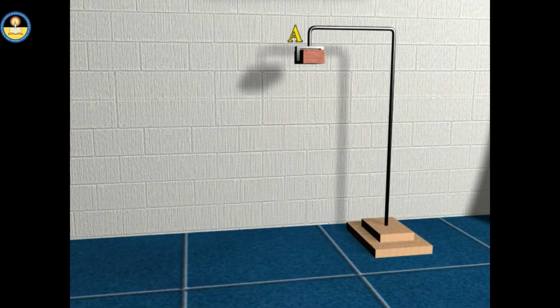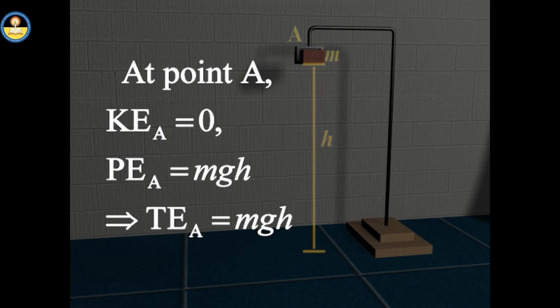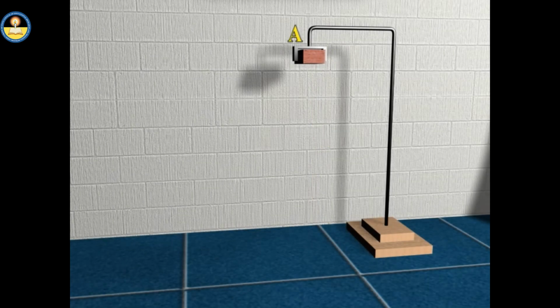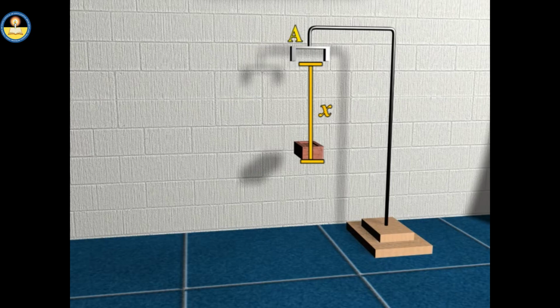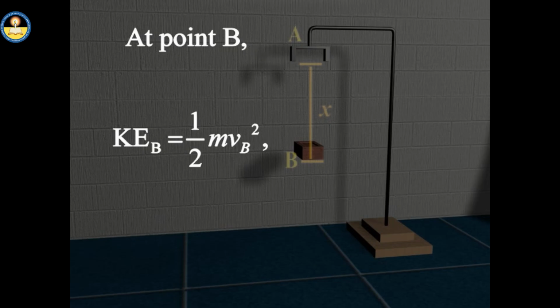Let's relook at the activity. Let the mass of the brick be m, and initially it is at height h. At that point, it has no kinetic energy, but it has potential energy equal to mgh, and thereby the total energy at point A comes out to be mgh. After falling a distance of x, it reaches point B, where it has kinetic energy equal to half mv squared and potential energy equal to mg multiplied by (h minus x).